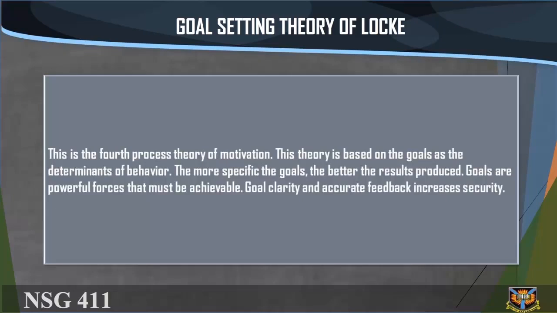Goal-setting theory of Locke. This is the first process theory of motivation. This theory is based on the goals as the determinant of behavior. The more specific the goals, the better the results produced. Goals are powerful forces that must be achievable. Goal clarity and accurate feedback increase security.